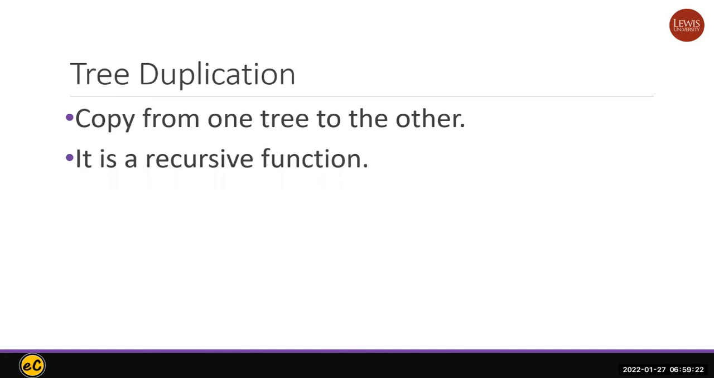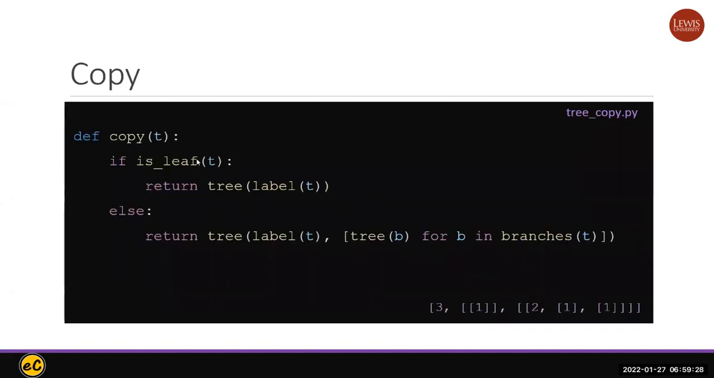Okay, so copy from one tree to the other, this is called tree duplication. It is also a recursive call. So basically, if you are a leaf node, you return the current tree label. Otherwise, you create a tree with a label and, for each one of the branches, you actually create a tree in there. Okay. So that is a copy of the tree.